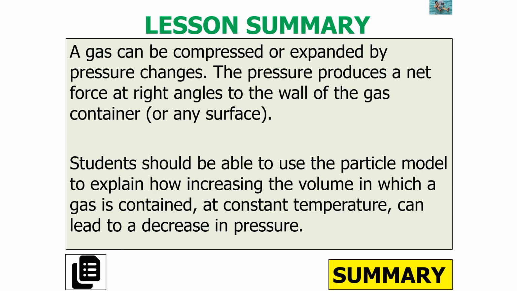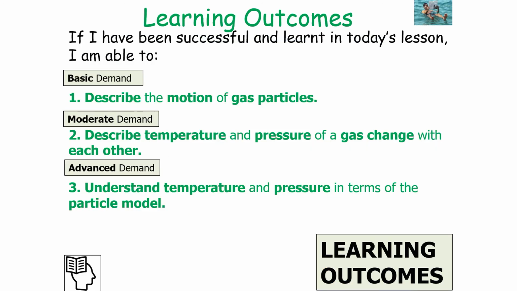And a gas can be compressed or expanded by pressure changes. The pressure produces a net force at right angles to the wall of the gas container. So you should be able to use a particle model to explain how increasing the volume in which a gas is contained at constant temperature can lead to a decrease in pressure. So if we've been successful and we've learned in today's lesson, we'll be able to describe the motion of gas particles, describe how the temperature and pressure of a gas change with each other, and understand temperature and pressure in terms of the particle model.